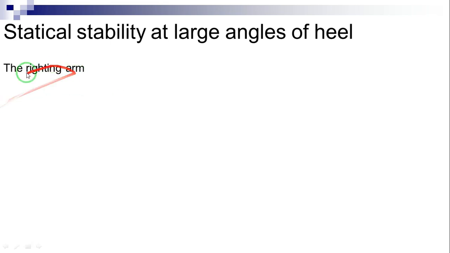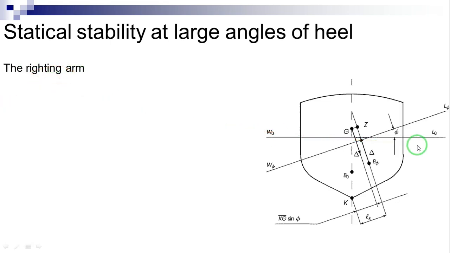The righting arm. In this figure, we consider a ship whose waterline in upright condition is W0L0. The corresponding center of buoyancy is B0 and the center of gravity G. Let us assume that the ship heels to starboard by an angle phi. The new waterline is WphiLphi, and the center of buoyancy moves towards the submerged side to the new position Bphi. The weight force equals delta, passes through G and is vertical, that is perpendicular to WphiLphi.